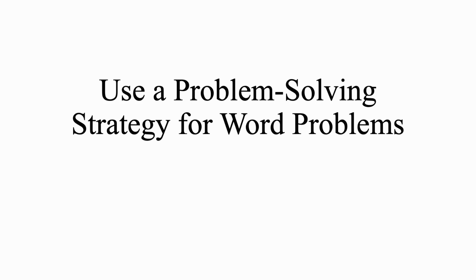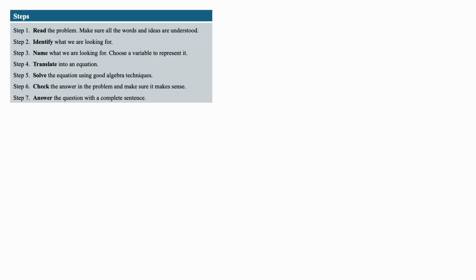Today's topic will be on using a problem-solving strategy for word problems. So the steps in order to do this: step 1, read the problem and make sure all the words and ideas are understood, and if you have to, read it more than once. Step 2 is to identify what we are looking for. Step 3 is to name what we are looking for and choose a variable to represent it.